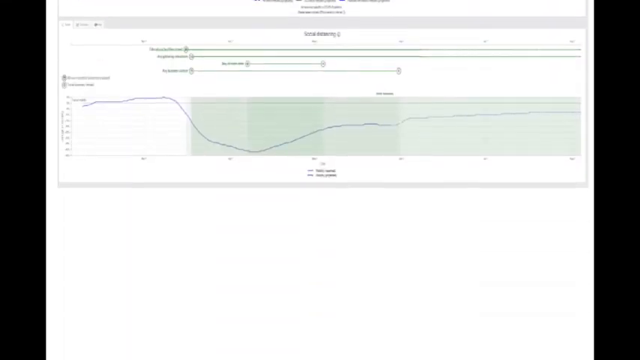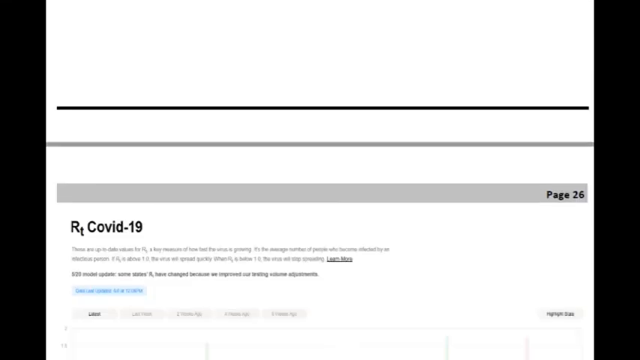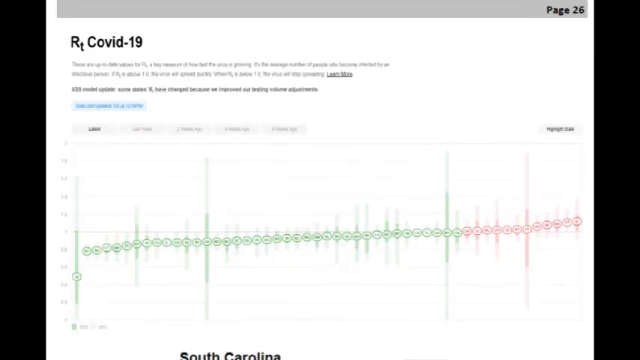On page 26, this shows the infection rate for each state in the nation and for South Carolina specifically. Important to note that South Carolina, as of the date of this report, had the highest infection rate in the United States at 1.12.